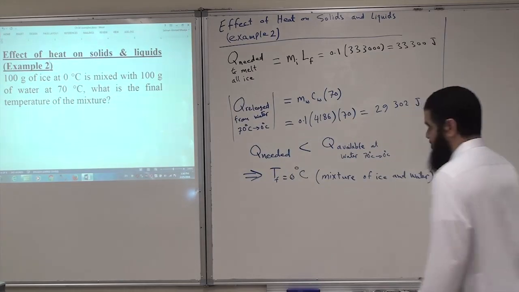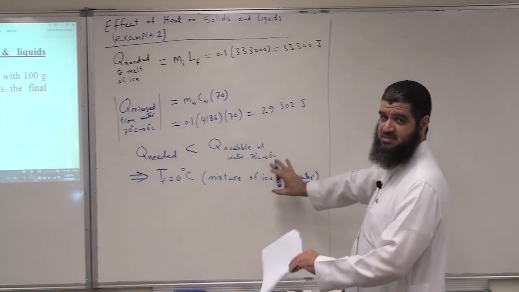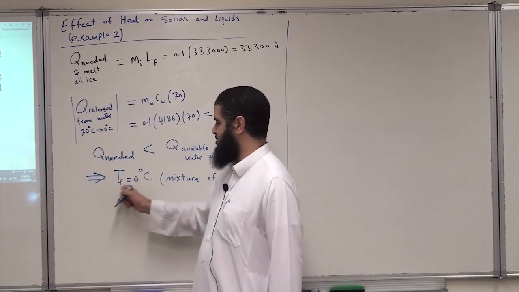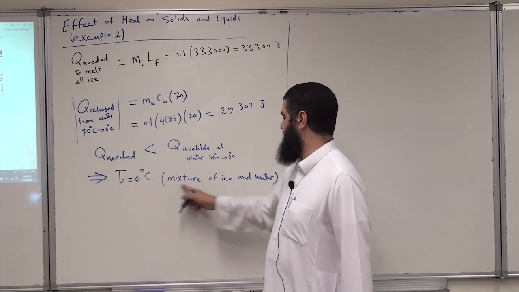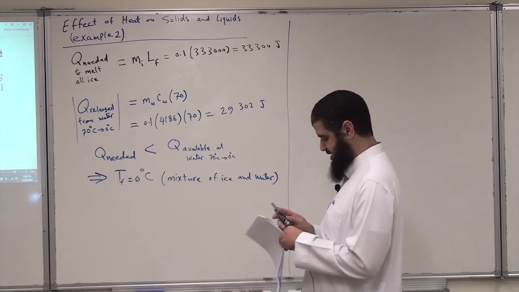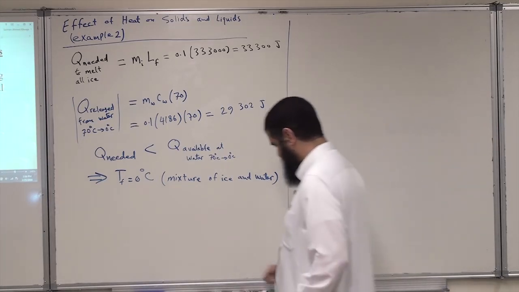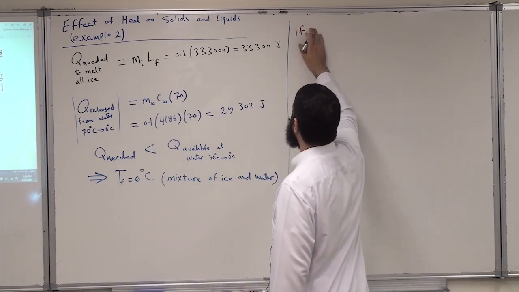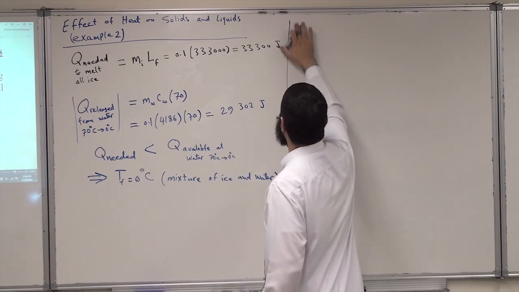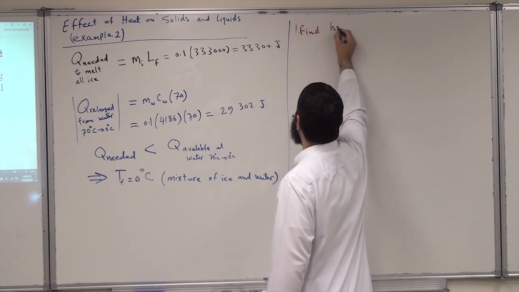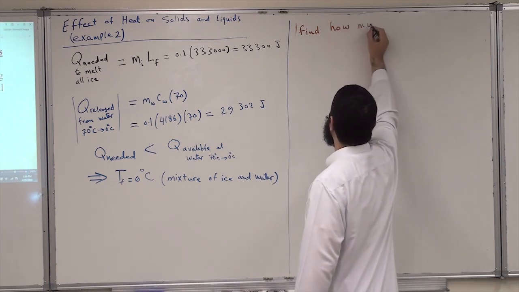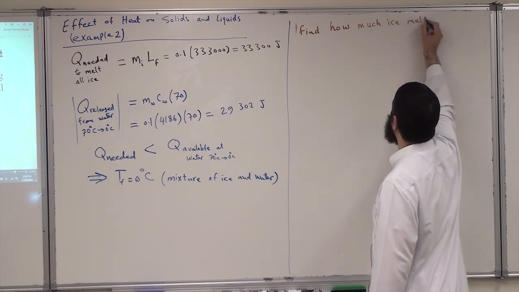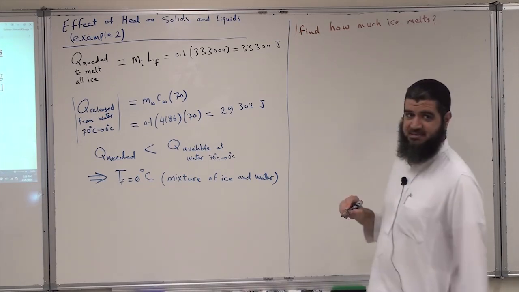Up to this point, we finished answering the question. The final temperature will be 0 degrees C, and it will be a mixture of ice and water at 0 degrees C. Now I'll add one more question to understand the problem. If he asks to find how much ice melts, in this case, how much ice melts?